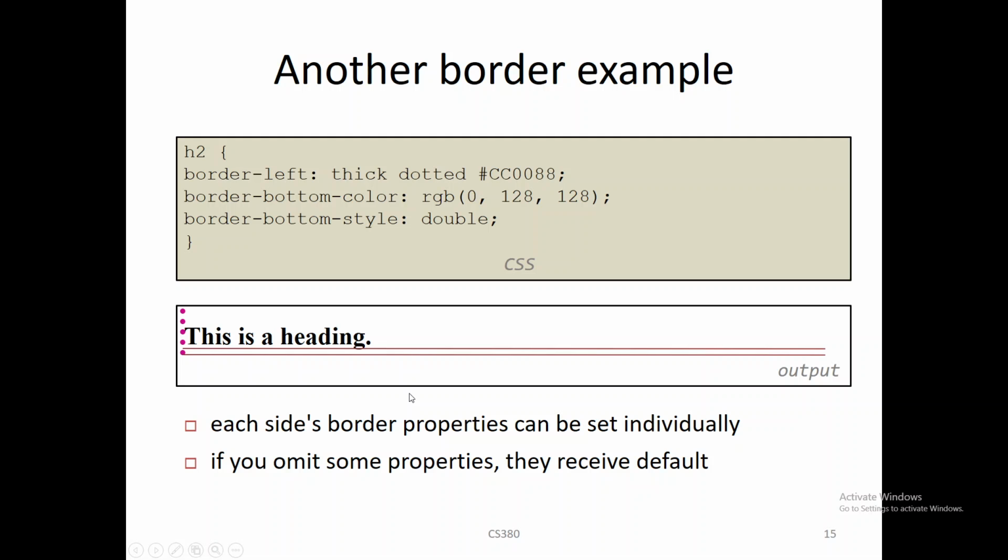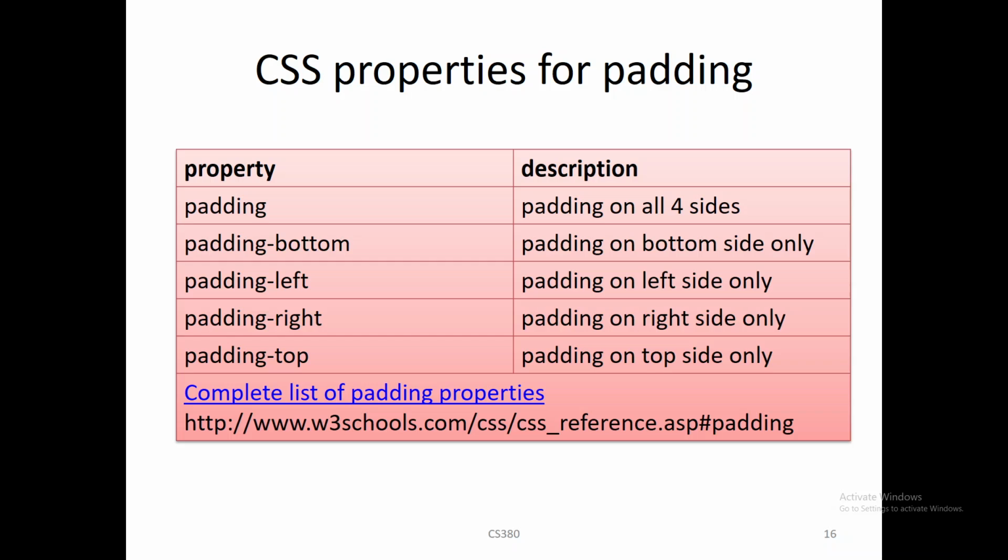Okay, so this is another example for the border. You can see I'm setting different sides of the border to different styles. This is double, and this is the dotted, and then I can do different types of borders for my block element.